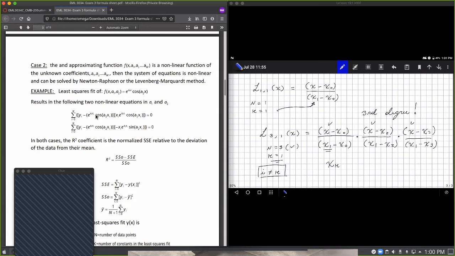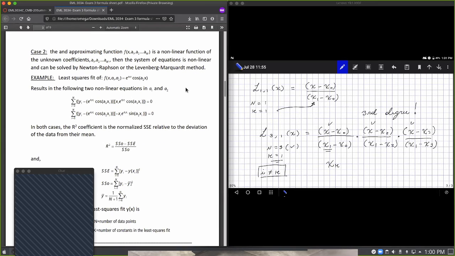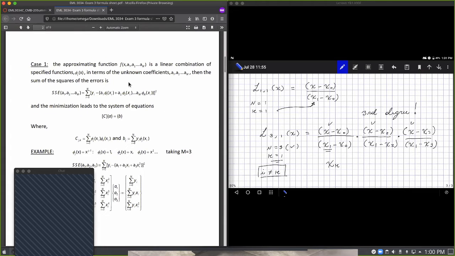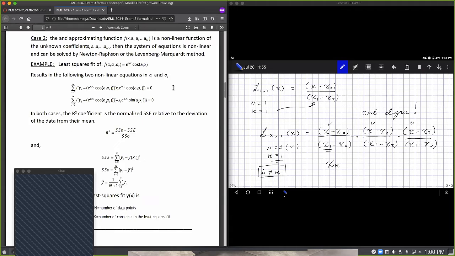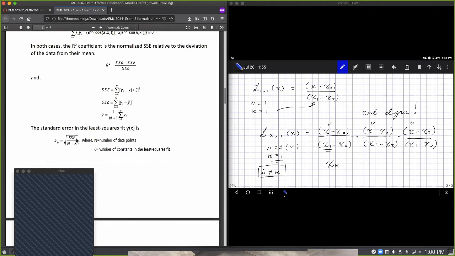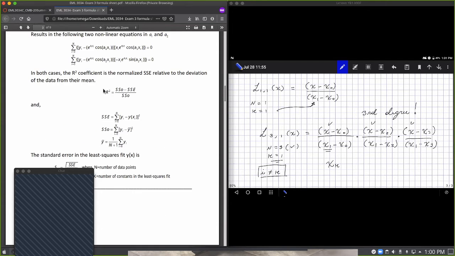Case 2, the approximation function is a nonlinear function of unknown coefficients. I don't think we, no, they ask you for a linear fit. They don't ask you for a nonlinear fit. But you need this equation. This one you have to find, and you have to find this R square. Those two you have to find.